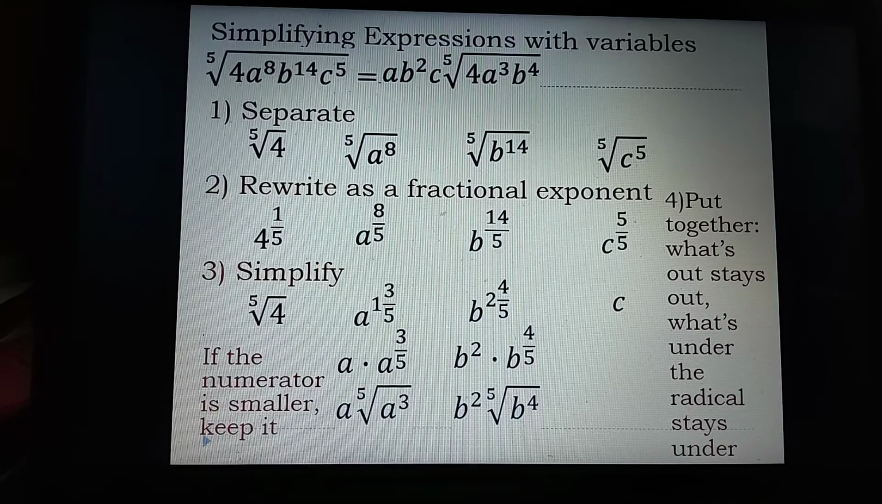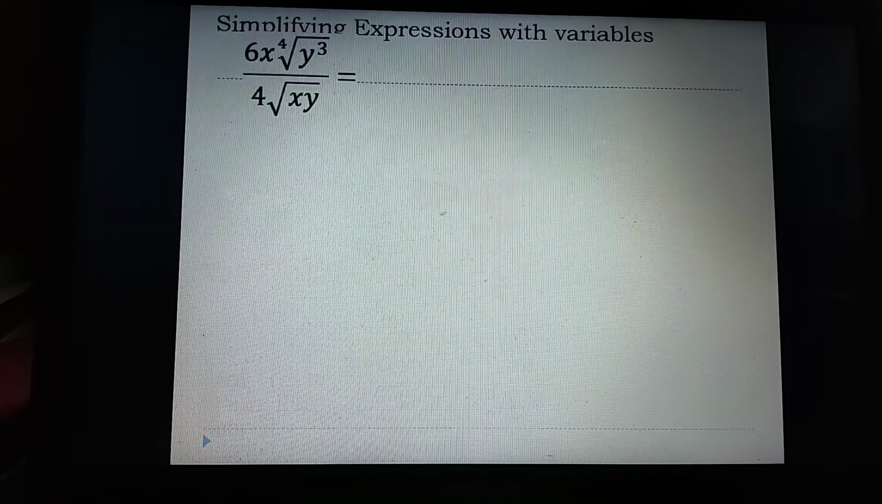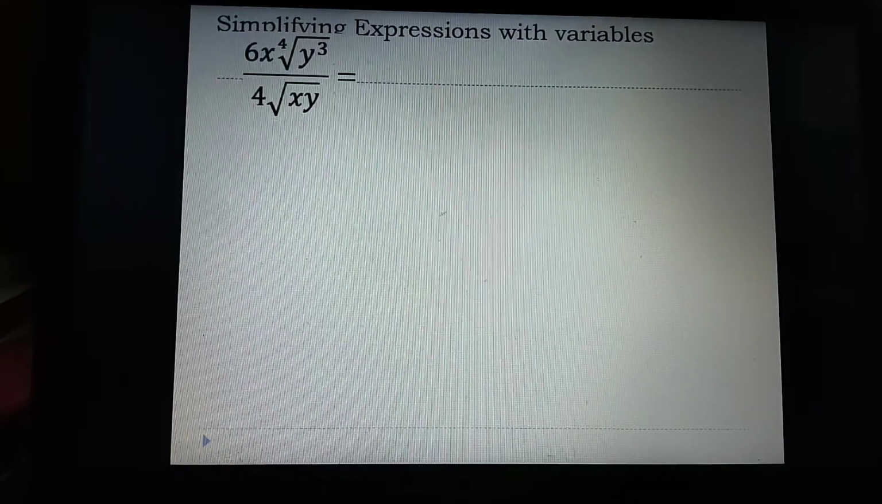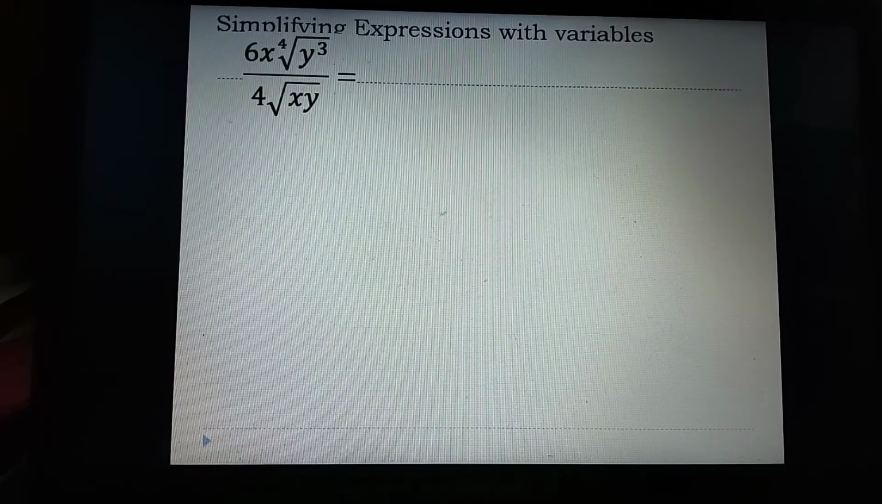Okay, I'll let that sink in for a minute. I know it looks scary, but you can do this, okay? We're going to try another one, walking through it again, just the same way. Okay, this one now is division. So it's going to take a little bit more, okay?